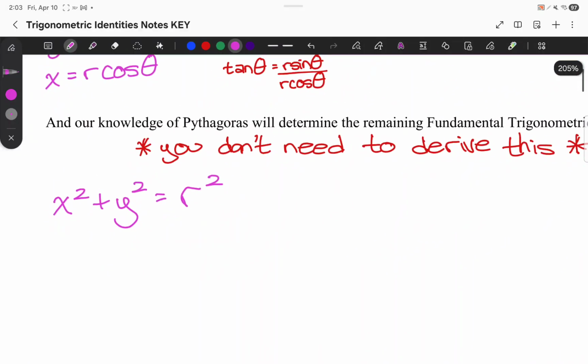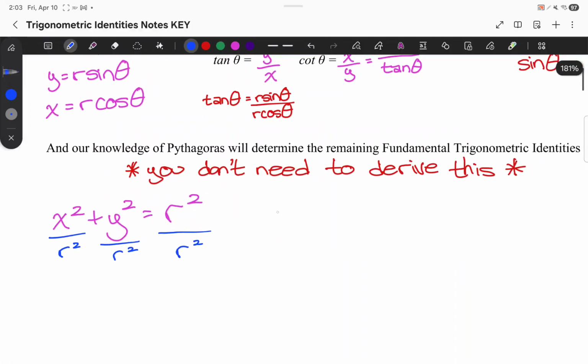Now, if this is true, we can do some things to rearrange this formula. One of those things that I could do is, what if I divide the entire equation on both sides by r squared? Is that still going to be true? As long as r is not 0, that should be true for all of our angles and x and y values, right?